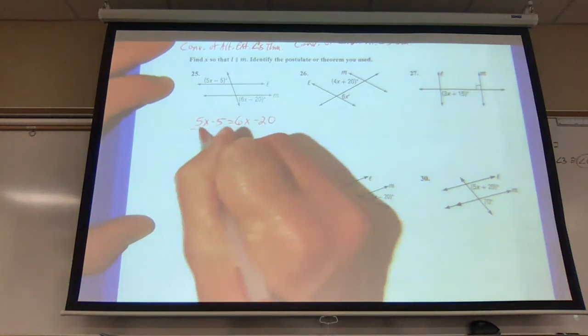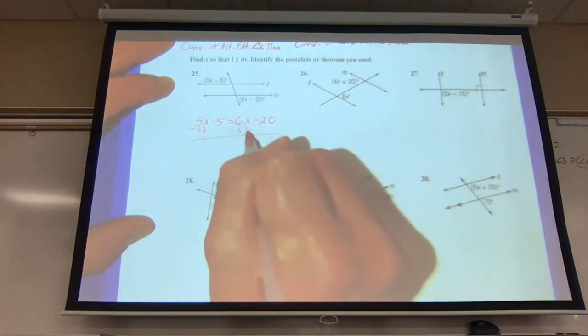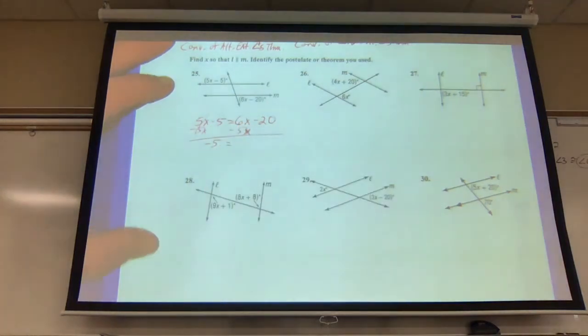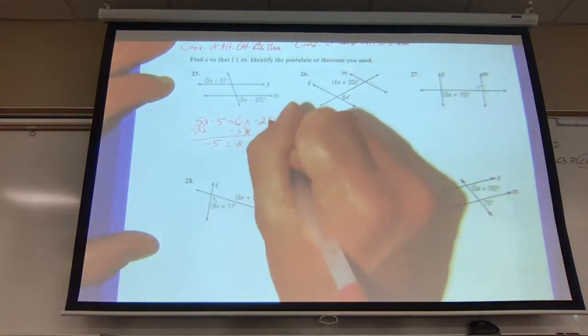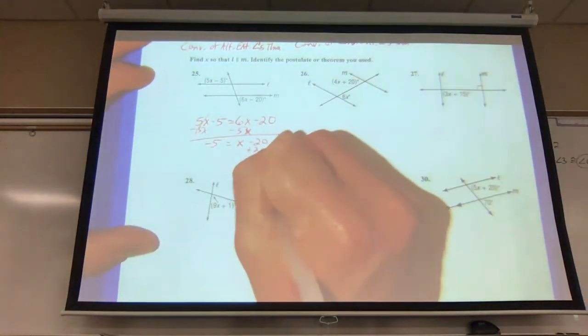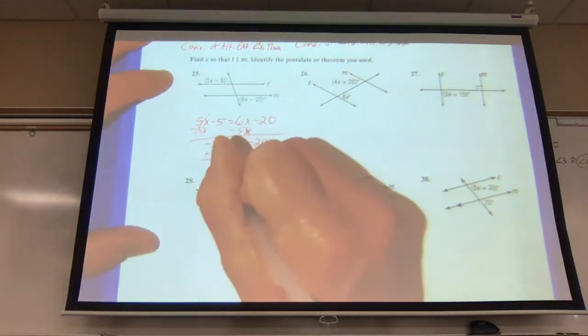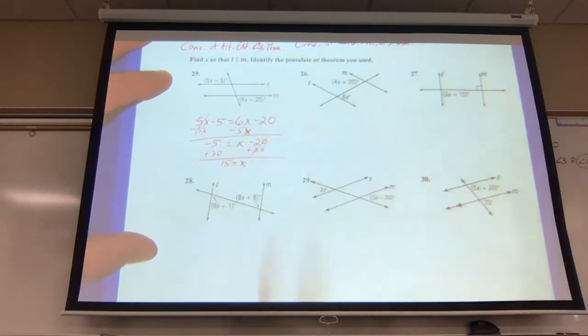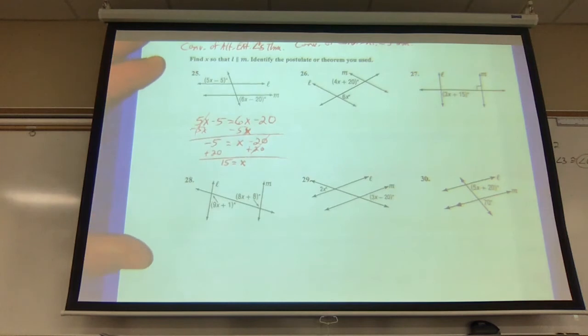I'm going to subtract 5x from both sides. Those disappear, leaves us a negative 5 on the left. 6x minus 5x is 1x. And you got the minus 20 here. And if we add 20 to both sides, negative 5 plus 20 is 15. And we got the x here. Negative 20 plus 20 becomes 0.